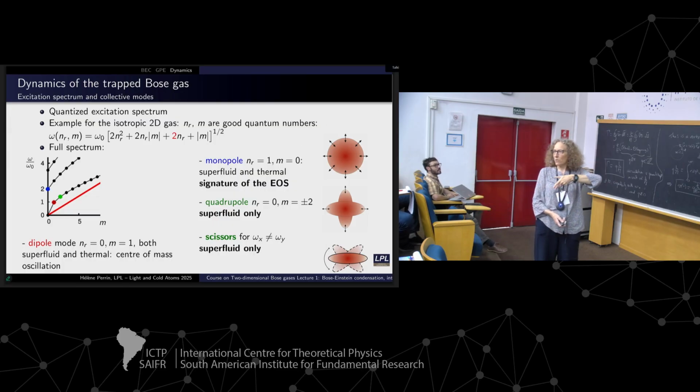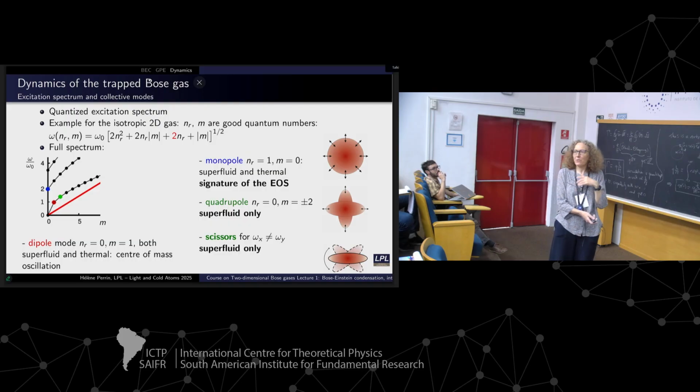This is rotating to the left and the right, and the x and y oscillations are a superposition of these 2, m equals plus and minus 1, with plus and minus sign. So this is easy. Any gas has that in a harmonic trap, even your thermal gas, even a single particle. It has a center of mass motion.